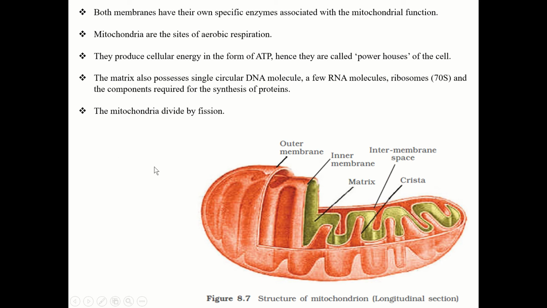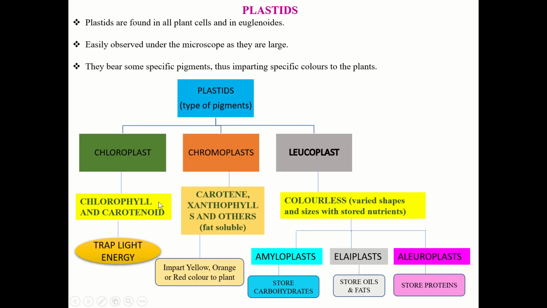Very important. The matrix also possesses a single circular DNA molecule. Inside it you will find a few RNA molecules, ribosomes, that is 70S, and the components required for the synthesis of protein. So protein synthesis takes place here. RNA molecules are found, DNA molecules are found, and ribosomes, and the DNA is in circular form. The mitochondria divide by fission.